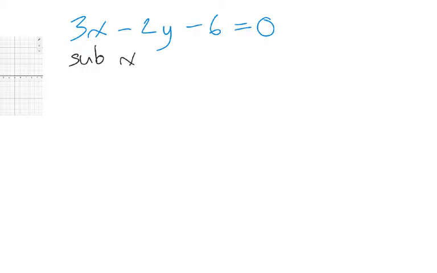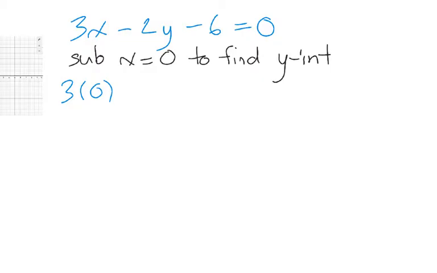First thing you want to do is write down the equation of the line. So we have 3x minus 2y minus 6 is equal to 0. Using the information from the previous slide, we can say this: sub x equals 0 to find the y-intercept. I'm going to switch out my x for this 0, and when I do that, I want to use brackets. So 3 bracket 0 bracket minus 2y minus 6 equals 0.